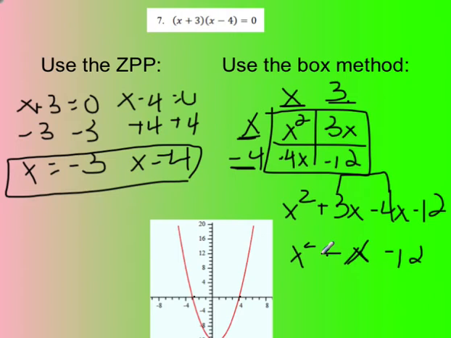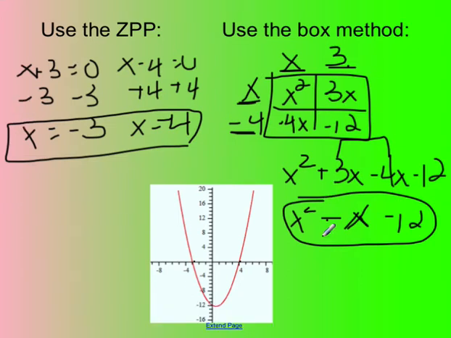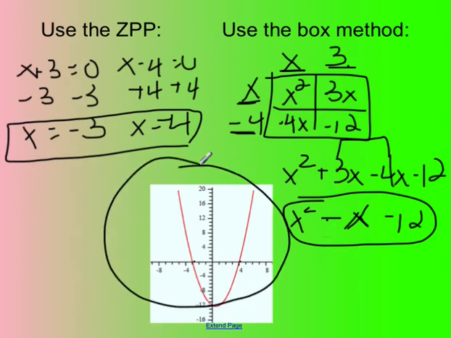Now here's the cool thing. If you were to take this that I just made with the box method and you were to graph it like we learned on the previous note videos, you would get this graph. So if you factor a quadratic and set each factor equal to 0, it'll give you the x-intercepts, which is pretty cool. That's why we're doing this.